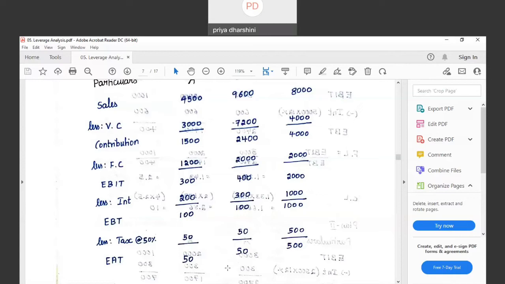Is it understood for A? I have told only for A. For A, is it clear? For A, they gave me only the interest information. Every other information was in the form of ratios. I had to cross multiply and find the values. Is it understood?